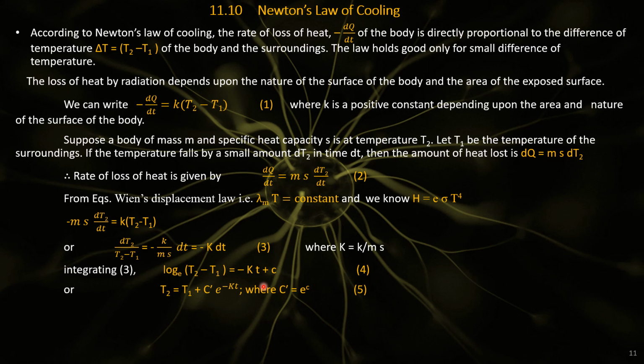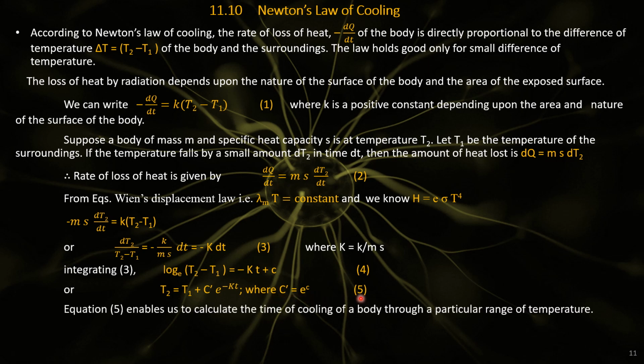Now we can rewrite equation 4 in terms of exponential. So it becomes T2 minus T1, keeping T1 on the left side, equals e to the power of minus Kt plus c, which becomes e to the power of minus Kt into e to the power of c. So we can write the constant of integration in equation 4 as T2 is equal to T1 plus c dash into e to the power of minus Kt, where c dash itself is equal to e to the power of c. Let it be equation 5.